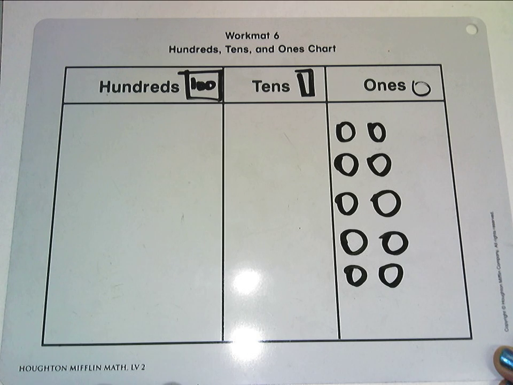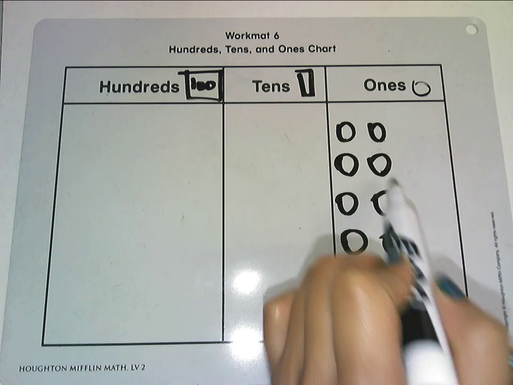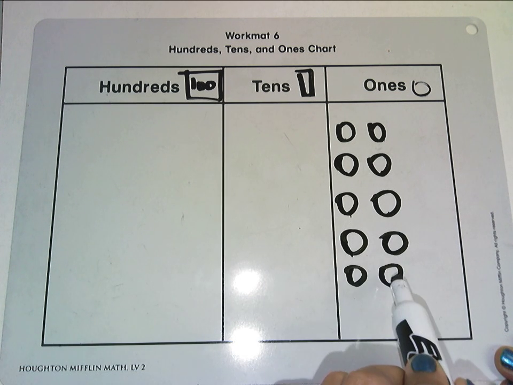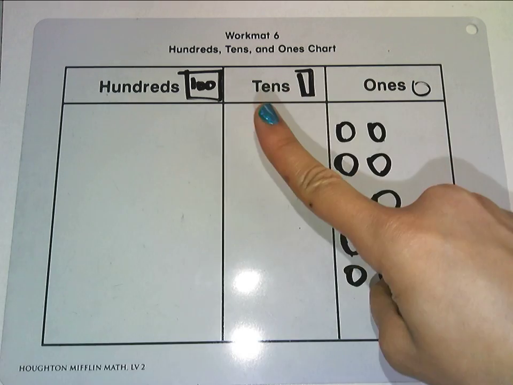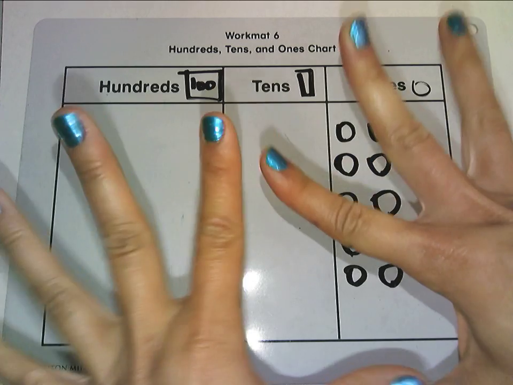So if I'm using units, I have 1, 2 ones, 3 ones, 4 ones, 5 ones, 6 ones, 7 ones, 8 ones, 9 ones, 10 ones. Okay, so I want you to think, what can I do with these 10 ones? If you said regroup, you're correct. I need 10 ones, you regroup for 1 ten.